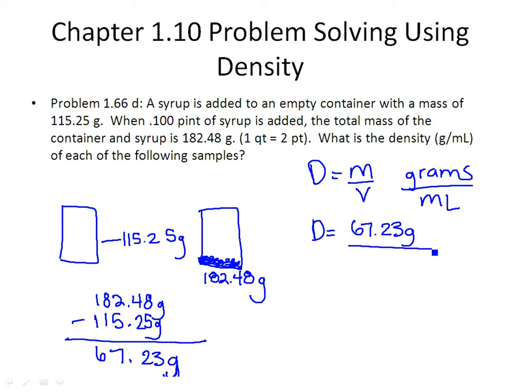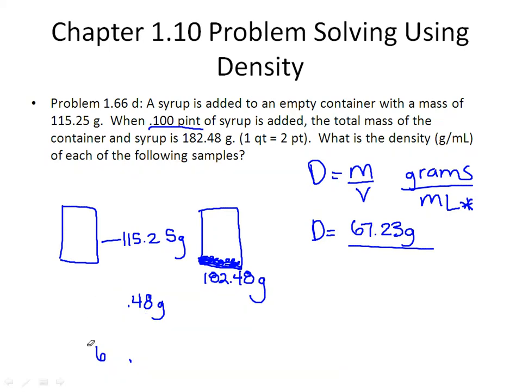For this part of the problem, we're going to have to go from a pint and use a few conversion factors to get all the way to milliliters, because our units have to be in milliliters. If you'll bear with me here a second. Okay, so we always start with what we're given and what we know. So we have 0.100 pints.